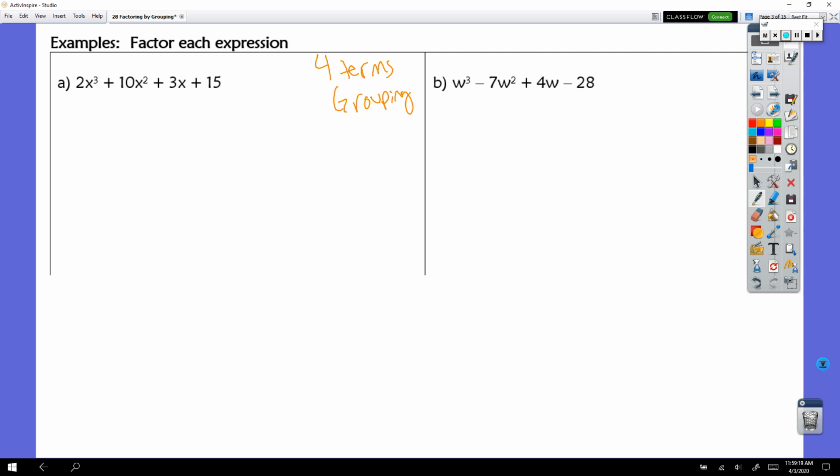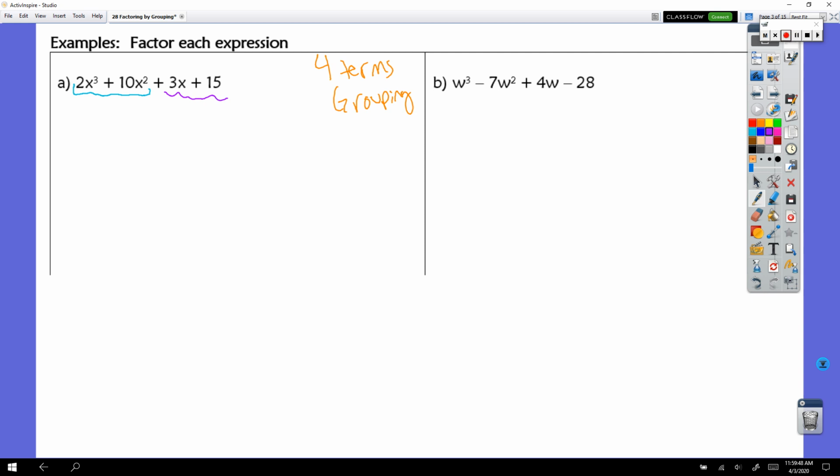I'm also noticing that all 4 terms don't have letters. The last term at the end, the 15, is just plain, it doesn't have a letter. So I don't have a GCF. That's great. Now we're going to get going with our factoring. We've got 4 terms, and we're going to group this into 2 equal-sized groups. Our first group I'm going to underline in blue, and then our second group I'm going to choose purple.